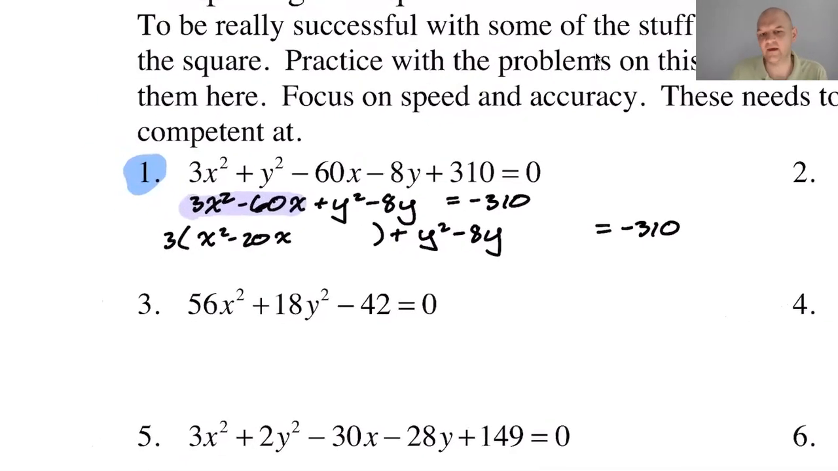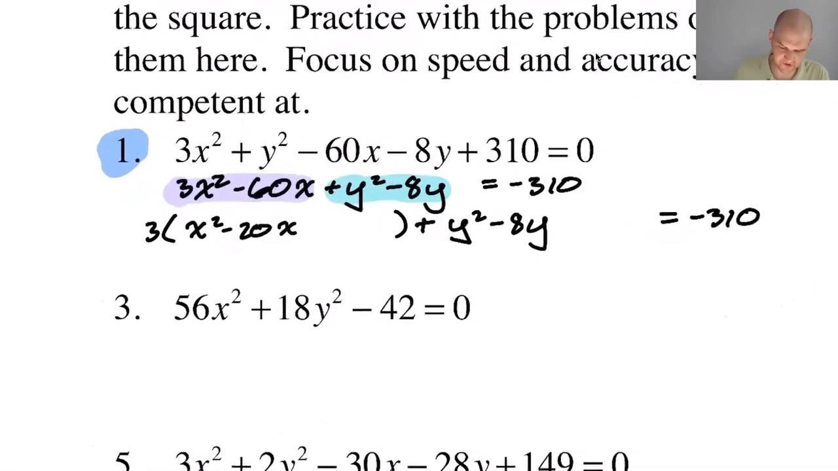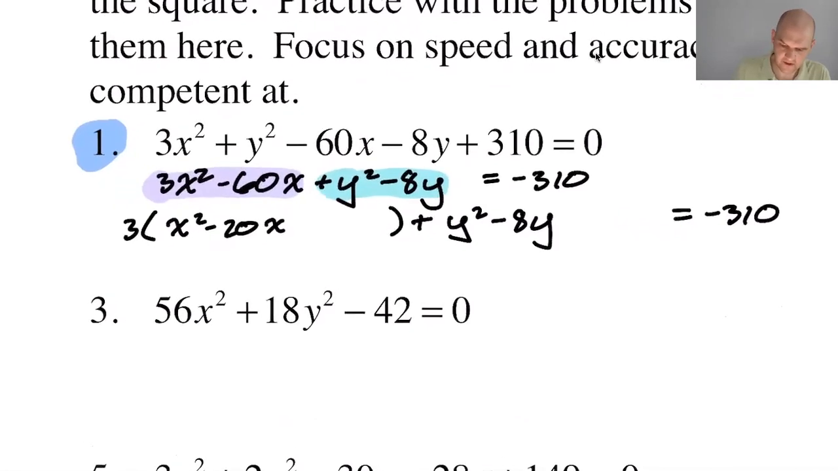Okay. So far, so good. We group the x's. We technically group the y's. There was just nothing to factor out of those. And now what we're going to do is complete the square. To complete the square, you're going to look at the coefficient of the linear term. So in this case, it's negative 20. You're going to divide by 2. That's negative 10. Square it. That's 100. You're going to add that and subtract it.